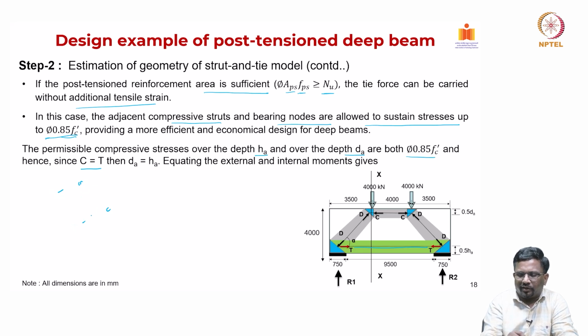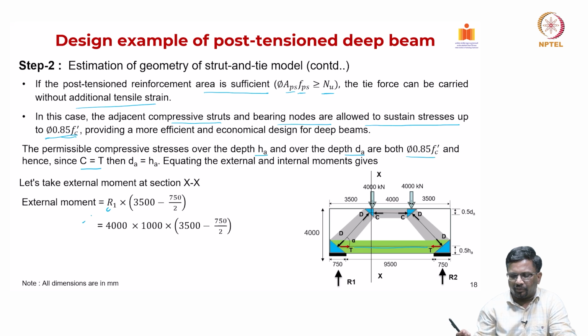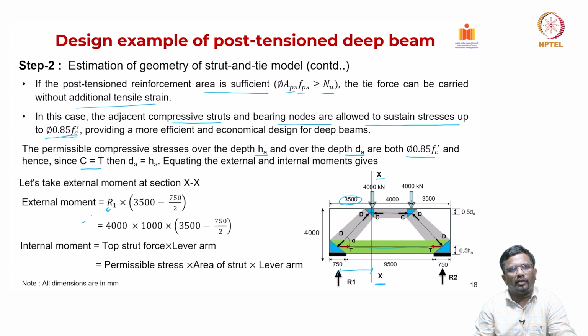Now, equating the external and internal moment, here I take a section XX like this. If I take the moment, R1 multiplied by this distance. What is this distance? From the edge to the load point it is 3500, and I have to subtract 750 by 2. So R1 into that distance gives me the external moment. That is one value. It should also be equal to your internal moment. What is the internal moment? It is C into, here I have T.